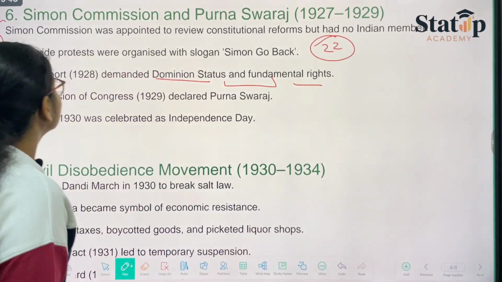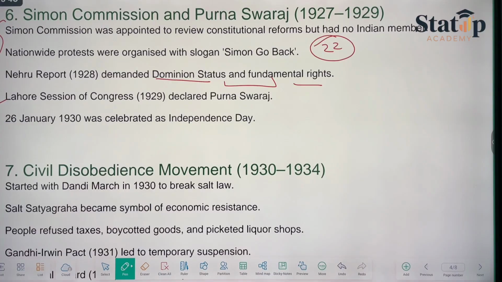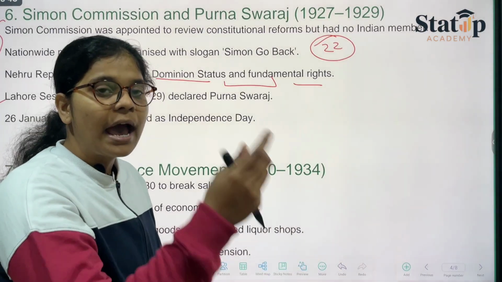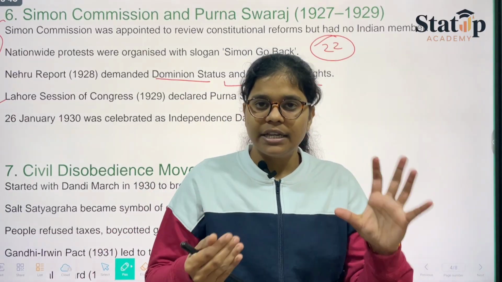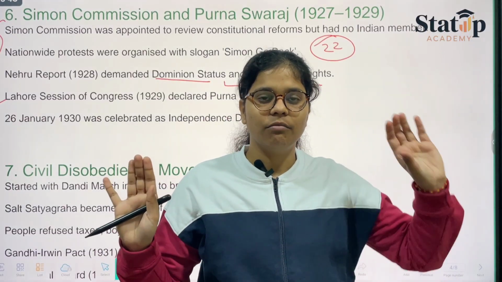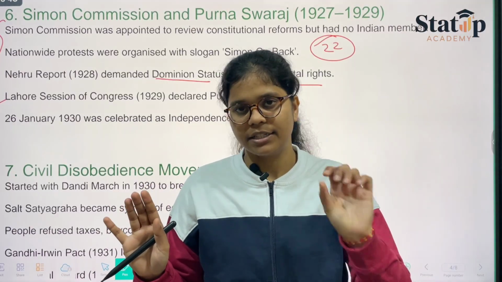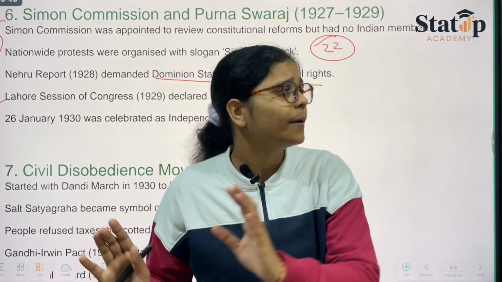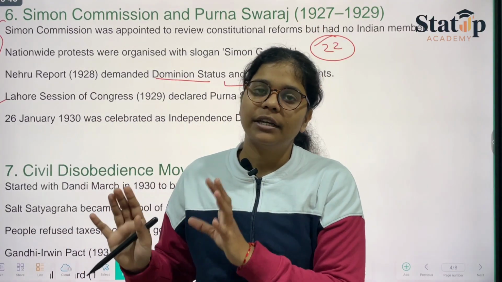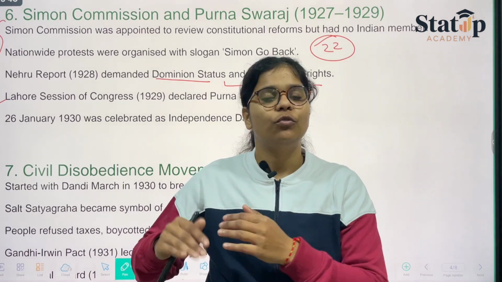So what happened was Nehru report demanded dominion status and fundamental rights, at least fundamental rights to be given, and dominion status would be given. They said, if you will be providing us these things, like we want dominion status and we want fundamental rights, up till the year 1929, then till then we would be following, otherwise we shall move forward with our demands if you will not give in to them.